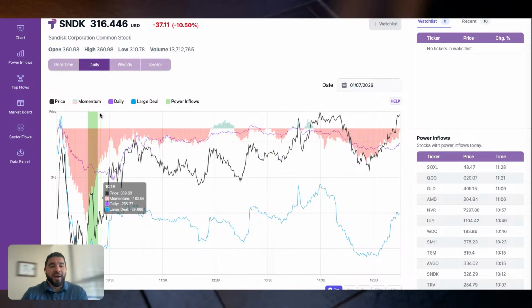And lastly, you'll see this vertical green bar. We call this our power inflow signal. This is the AI-driven signal I mentioned a moment ago. It gets activated for select stocks on our platform daily, in the first couple of hours of the day, anytime our algorithm picks up a significant shift in the order flow from negative to positive. Essentially, this signal is a bullish trend indicator.